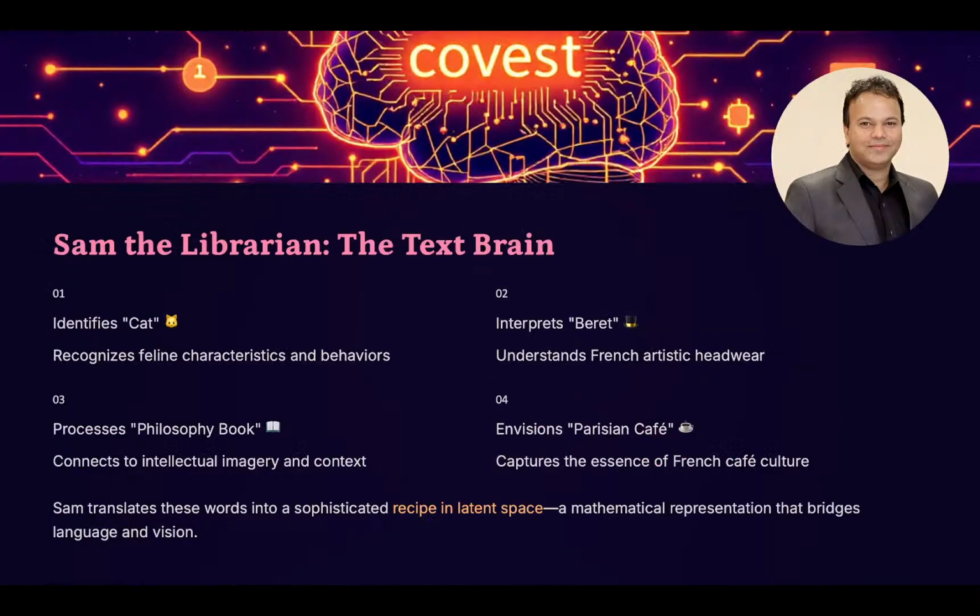So how does that actually work? We asked for a cat in a beret in a Parisian cafe. So first of all, Sam says, okay, it's a cat. What are the features of a cat? Characteristics, behaviors. He's going to explain that to Sophie. And then beret means it's a French cap or a headwear, so he explains how it looks, what it is. Then philosophy book, so make it more intellectual. It's an intelligent cat reading philosophy, and it's a Parisian cafe, so try to bring an Eiffel Tower or something in the back.